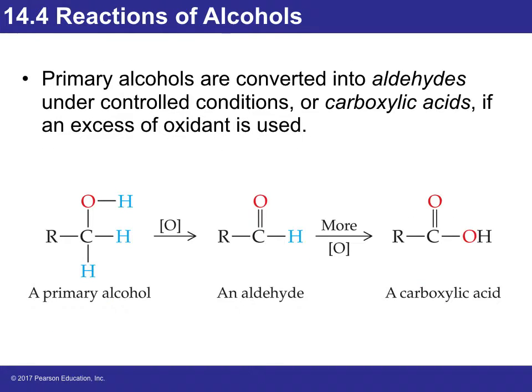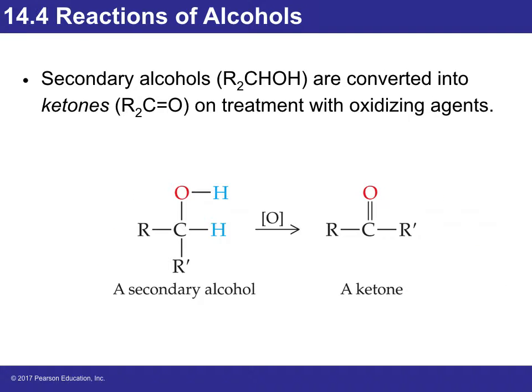Things you need to know: I will not ask you those reactions, but I will ask you a question about how primary alcohols react and how secondary alcohols react. So primary alcohols are converted into aldehydes. Sometimes they can go on to carboxylic acid if you add an excess of oxidant. That's the example. Secondary alcohols are converted into ketones, and that's what we use for some of the tests. We'll talk about those later.